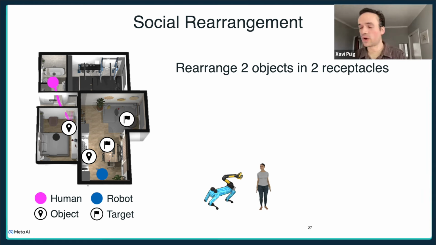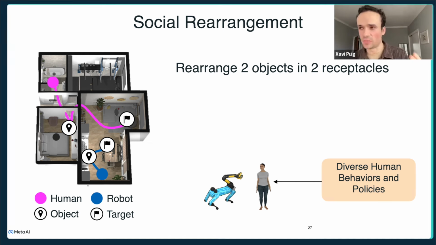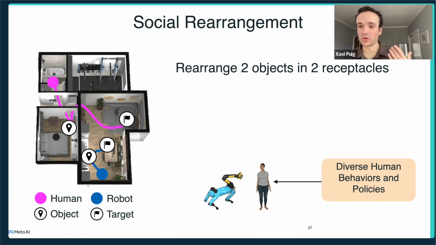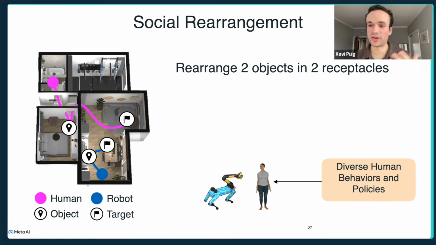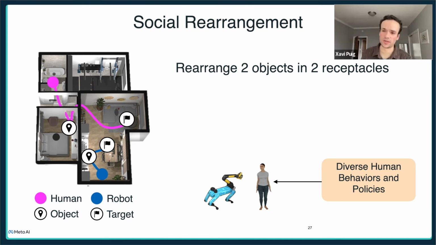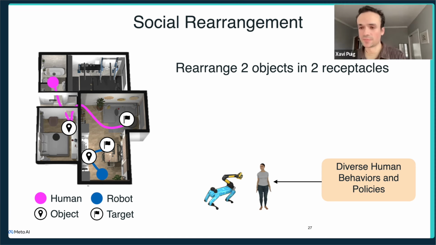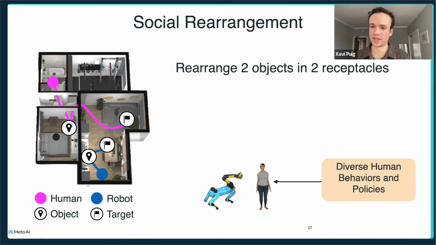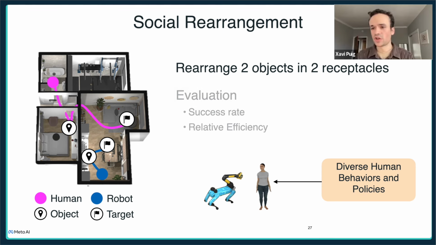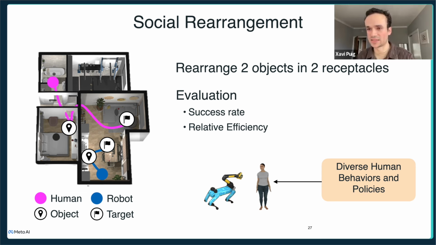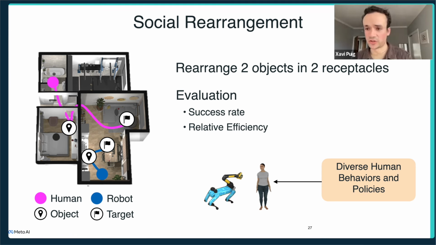The task will be for the human and the robot to rearrange these two objects as efficiently as possible. One catch here is that we want a robot to not only be able to rearrange these objects effectively in the environment, but to do it effectively with many different kinds of humans. So one property that we care about here is that the robot can adapt to different kinds of human behaviors and still do this effectively. I will explain in a bit how we represent these different human behaviors. We will evaluate two metrics to measure how well the robot does at these tasks. First, we will measure the success rate.